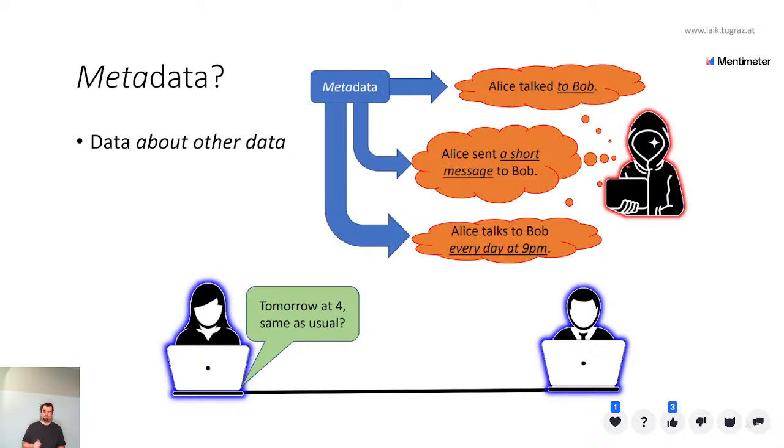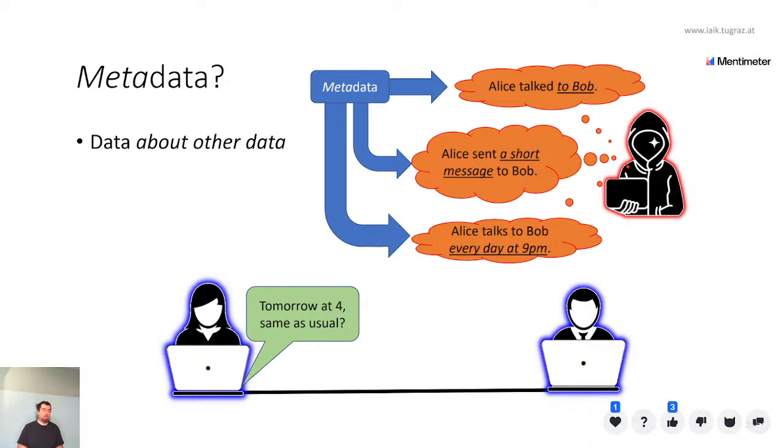What is metadata? All of these things. The first bit, Alice talked to Bob. Like, that's data about the message. It's not the content of the message, it's the recipient of the message. That's metadata. Alice talked to Bob. Second bit, Alice sent a short message to Bob, for some definition of short. So, for example, was it a one-line text, or was it a 5-paragraph or 10-page essay? Or Alice talks to Bob every day at 9 p.m.